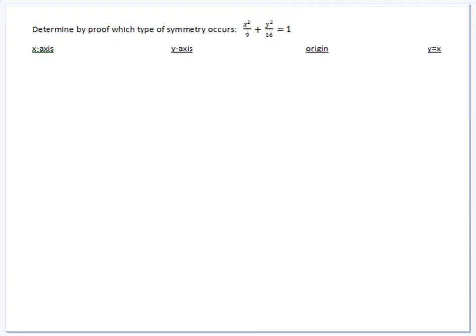Okay, these symmetry problems take 3 steps. First you have to plug it in right, then you actually have to show the algebra, and then you have to make the right conclusion.